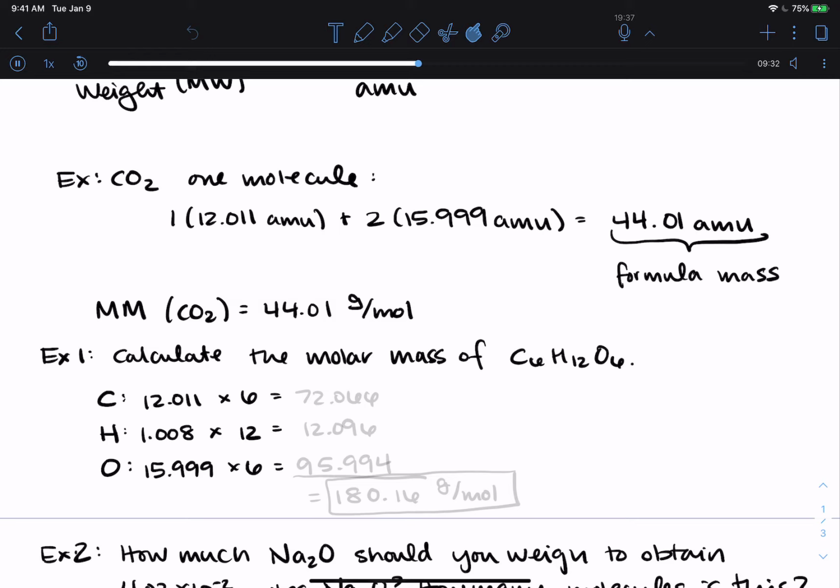So my carbons are 72.066, hydrogen 12.096, oxygen 95.994, and if I add all of these up, it is equal to 180.16, and my units are grams per mole.